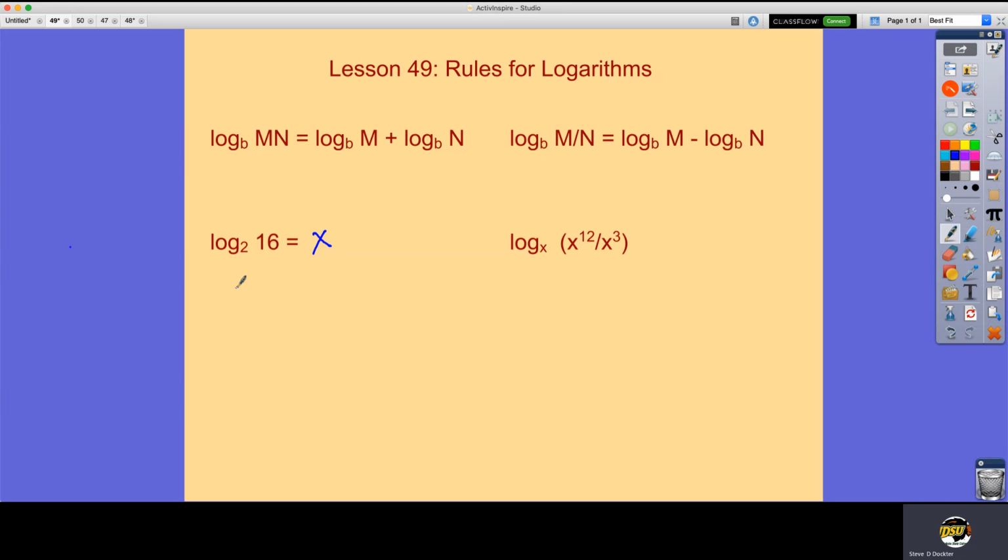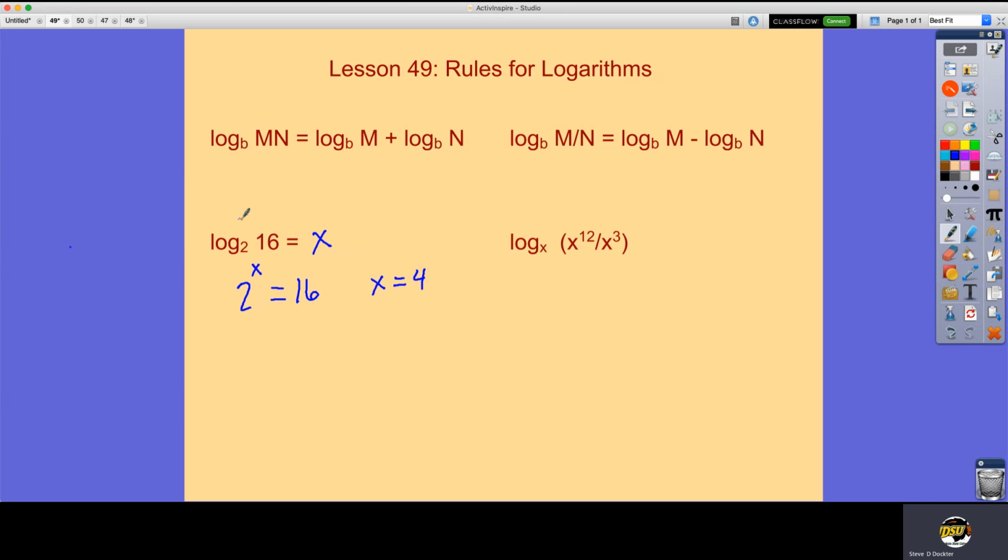How I would do it is I would throw this into exponential form, and I would go 2 to the x equals 16. I would do it that way because I know that 2 to the 4th equals 16, so x has to equal 4 here. So that's personally how I would do this one, but say that you absolutely wanted to use this property. That's okay, we can do that.